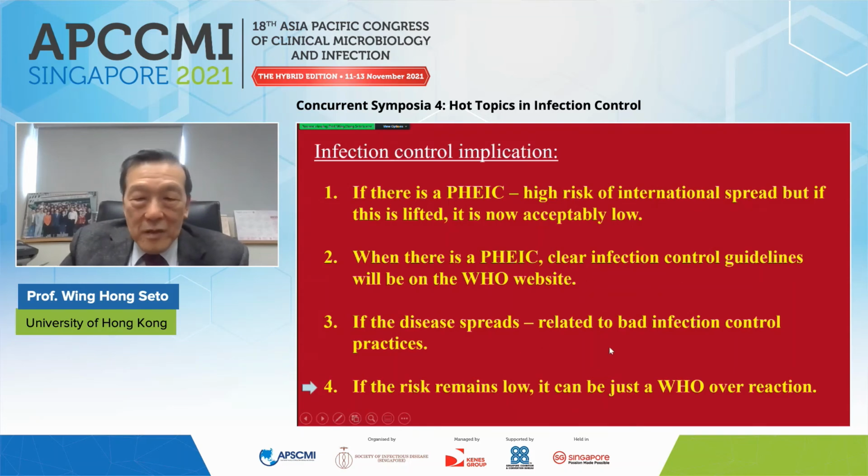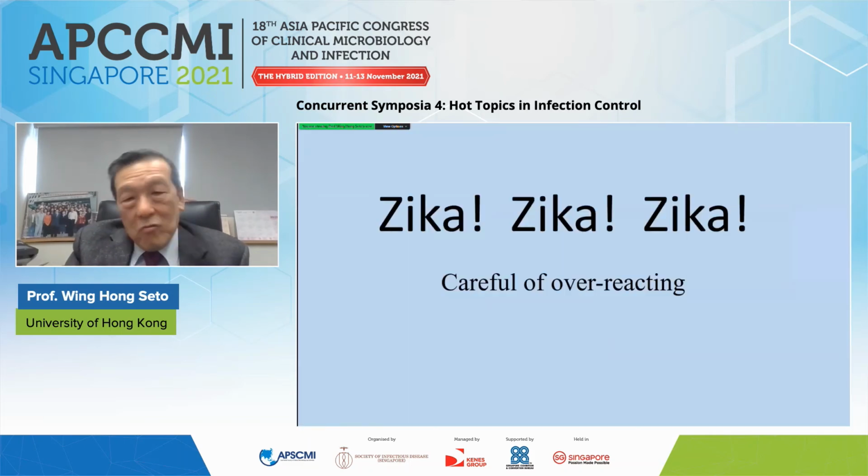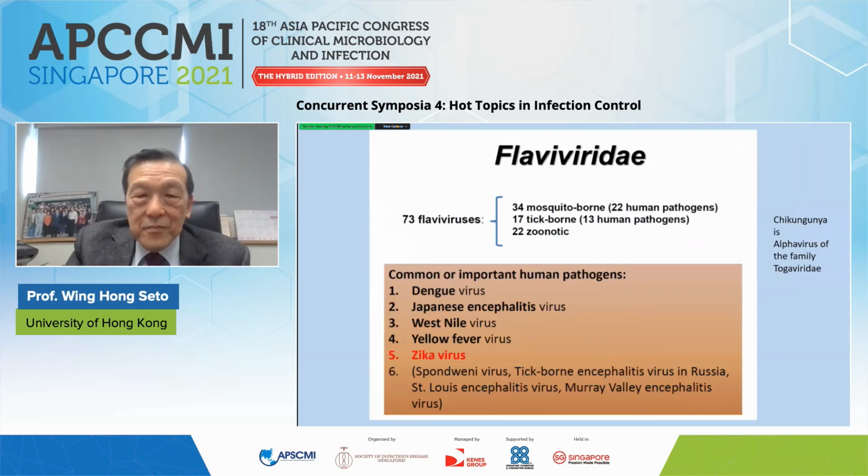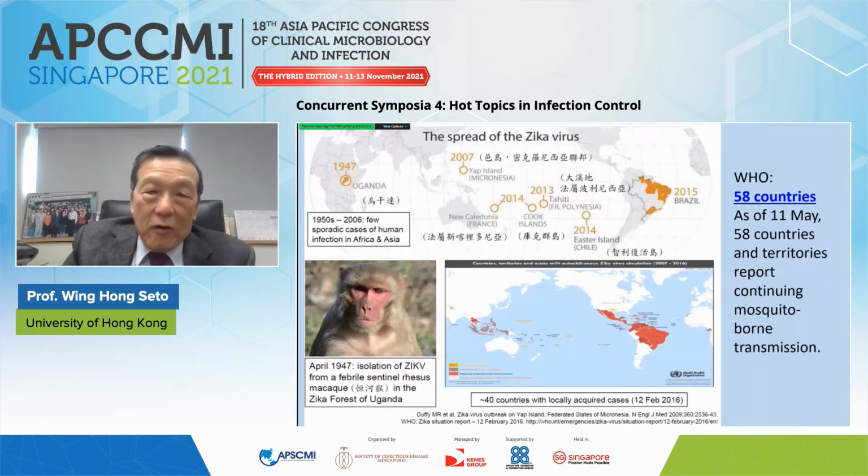But anyway, after a PHEIC is declared, if the risk remains low, it can be a WHO overreaction. So the biggest example is Zika. Now I have no time because time is running, so I will quickly go through the slides. Zika really is an overreaction.